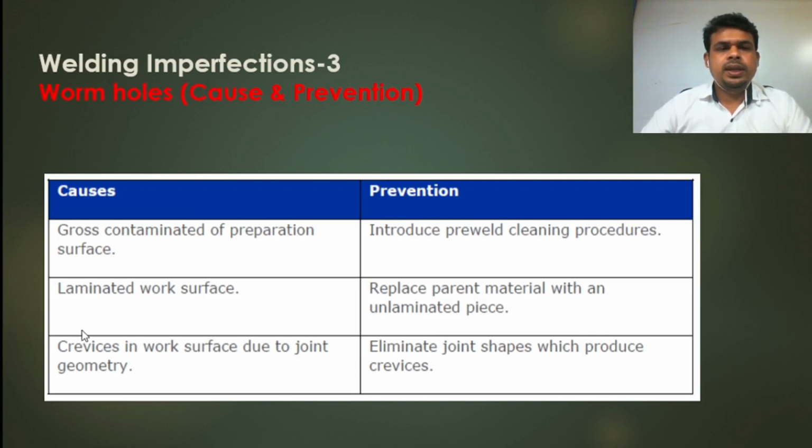Then the laminated work surface is another thing. If the work surface is laminated by something, it can also cause this. Replace the parent material with unlaminated pieces. Then crevices in the work surface due to joint geometry: you need to eliminate joint shapes which produce crevices. So this is another thing. So what is the cause and what is the prevention.